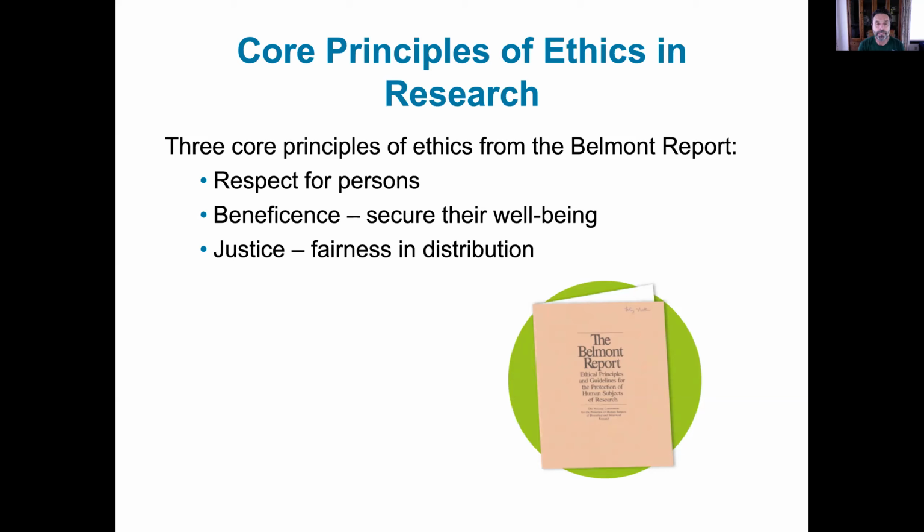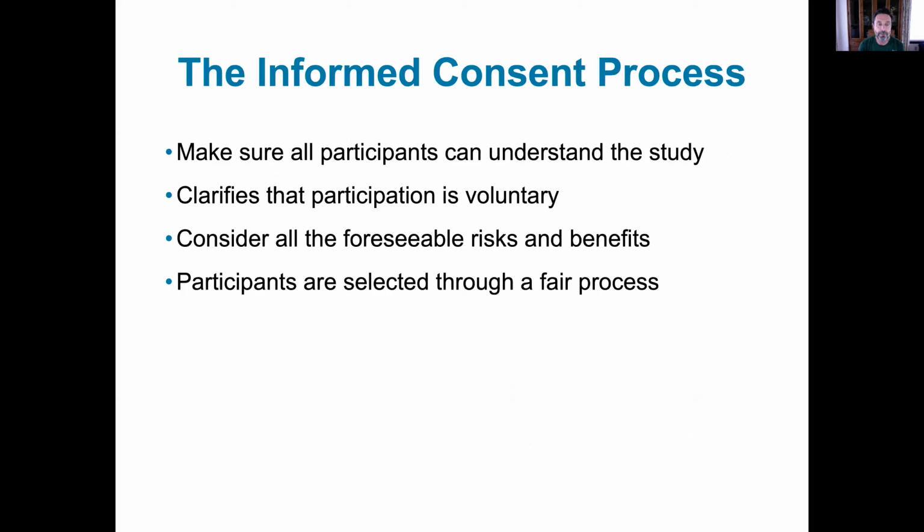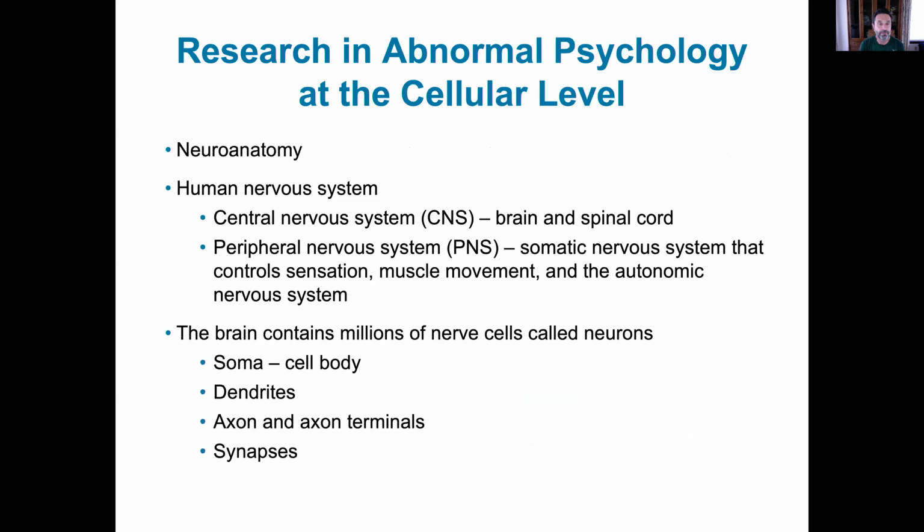And basically it has 3 core principles: that we want to be respectful of people, and we want to make sure that we are doing this research for their well-being, and that there's some kind of fairness in the distribution of the results of our studies. A big part of that is informed consent. In other words, the people that we are studying, that are in our experiment, know what they're in for as much as possible, and know the risks and the benefits of the experiment that they have either volunteered for or are being paid for.